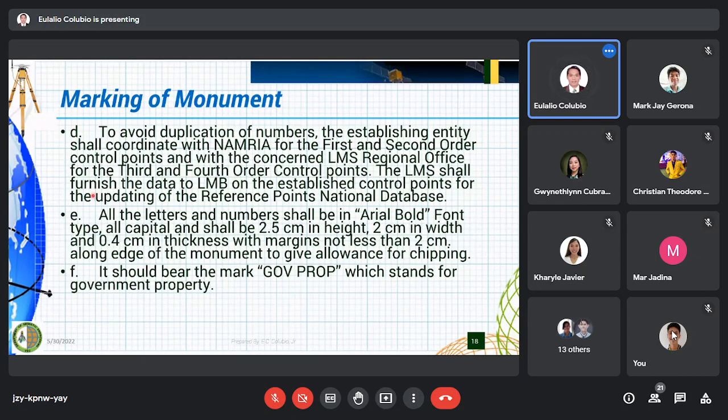So LMS shall furnish the data to the LMB control points for the updating of reference points national database. So there's a national database list of geodetic control points, no? So that's why katong Excel yung gihatag ninyo. So that's one of the database, but is not the real one. Okay, dapat official gid ang data kuha nimo. And so ingon nila dili kuno ta updated ang katong gihatag ninyo nga database ato mga GCs.